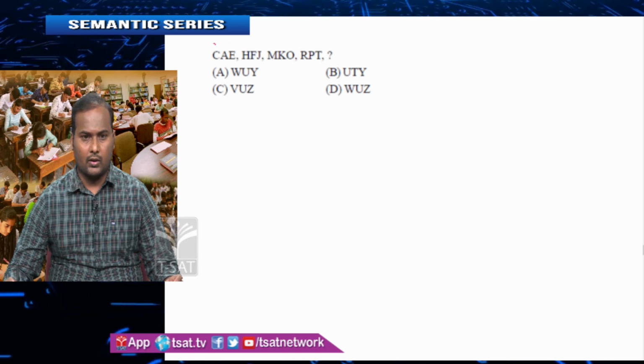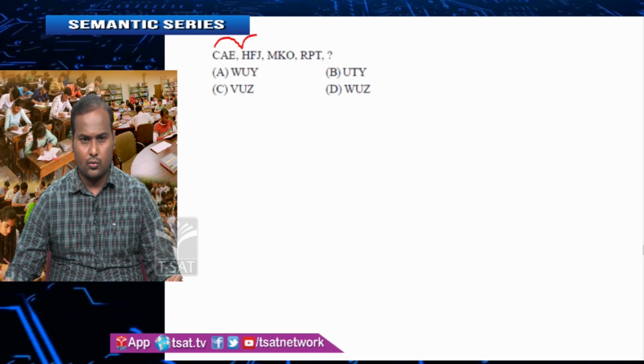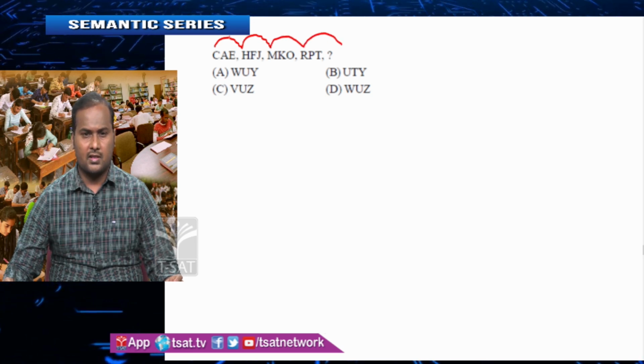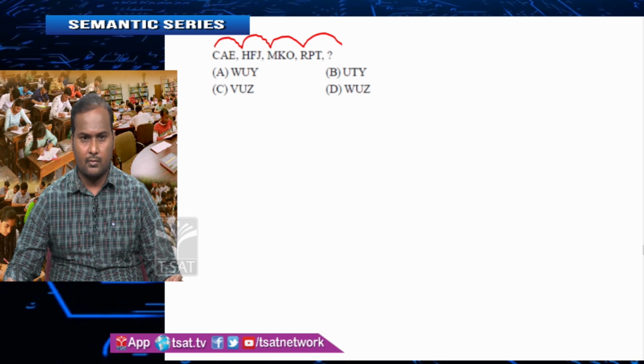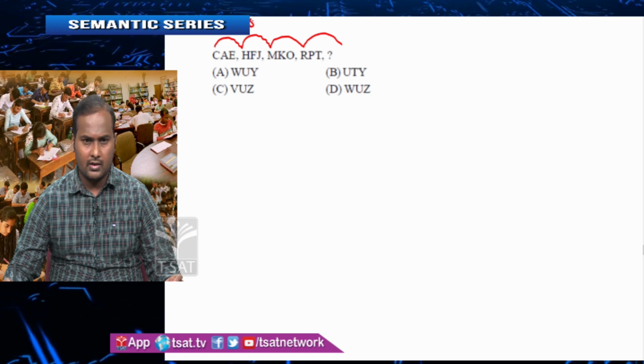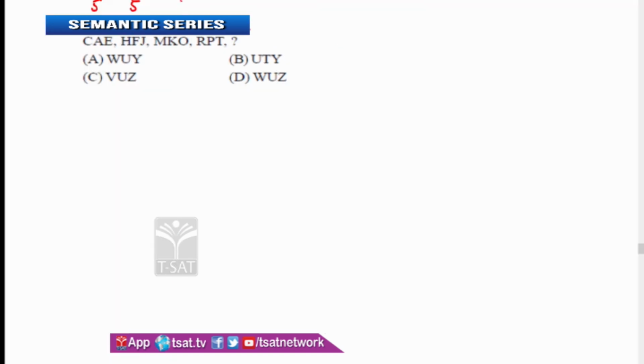One is C to H, H to M, M to R, and the next one. See the change. C to H increasing by 5, H to M here also increasing by 5, M to R here also increasing by 5. Obviously, for the next one we have to add 5. R is 18, 18 plus 5 is 23. So obviously your answer will be W.